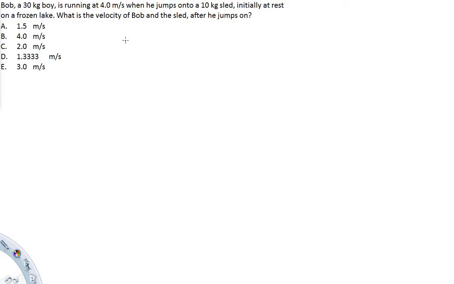So what we're going to want to think about is the initial momentum is equal to the final momentum, because momentum is always conserved. And so what momentum is equal to is this P here, and that is mass times the velocity.